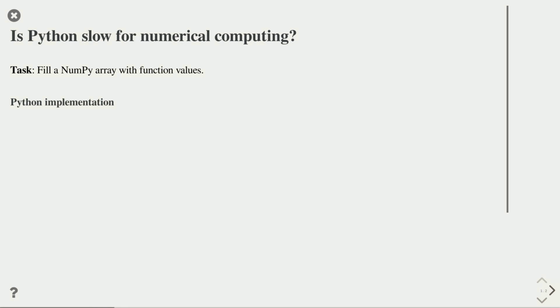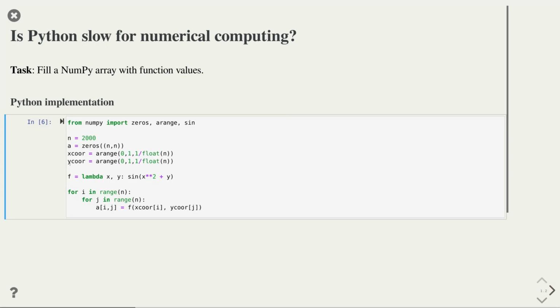We look at the same example as before, where we have a two-dimensional NumPy array corresponding to the grid values on a 2D mesh, and we want to fill this NumPy array with function values. We use roughly the same implementation as in the beginning of the video, where I first create the x and y coordinate arrays, then I define the function that I want to evaluate, and finally I loop over all the x and y values, evaluate the function on the corresponding coordinates, and store the result in the A array. I implemented the same problem in C, in C++, in Fortran, and some additional Python implementations with optimizations.